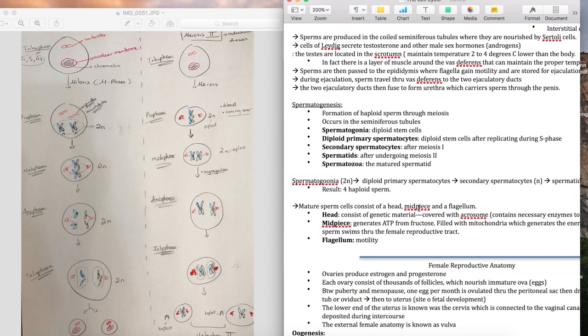Mature sperm consists of a head, midpiece, and flagella. Head consists of acrosomes, right? Acrosome is necessary for the sperm to penetrate the egg. Midpiece has energy to swim from the vagina to uterus to the uterine duct, right? And then fertilization can occur there in the uterine duct. And then flagella, like we know, is necessary for motility, right?